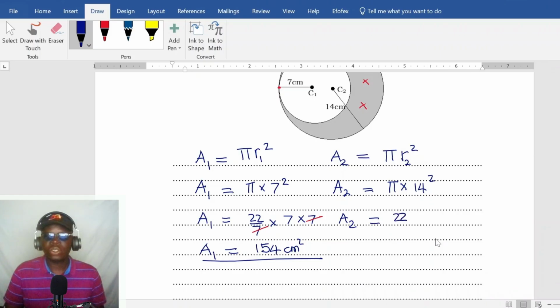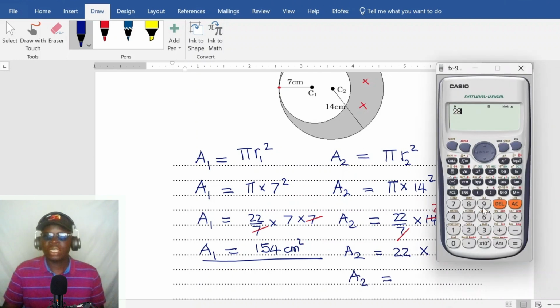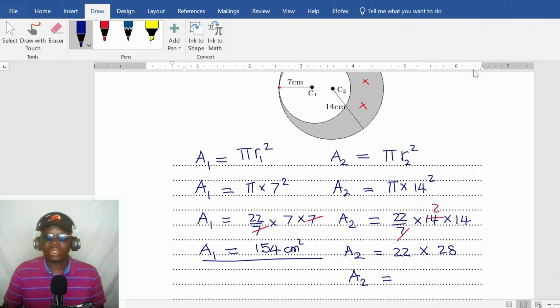So next, let's also do the same to this one here. A2 is given by 22 over 7 times 14, also times 14. Now we can move on and reduce this 14 by 7 to 2, and this 2 multiplies 14, we get 28. Therefore, our A2 is 22 multiplies 28. And what is that? 28 multiplies 22. Our answer is 616. So we're gonna have here 616 square centimeter, and that is the area of the bigger circle.